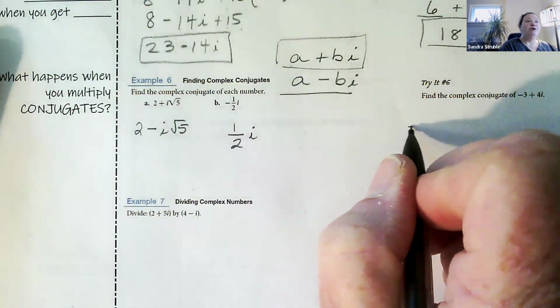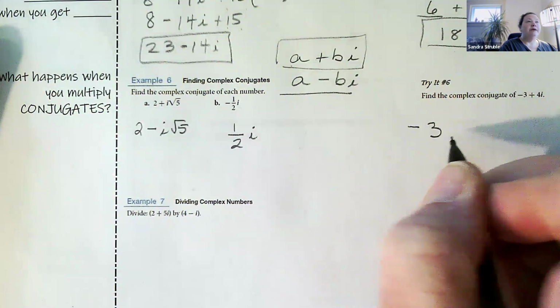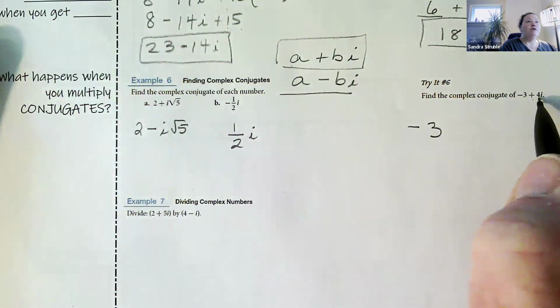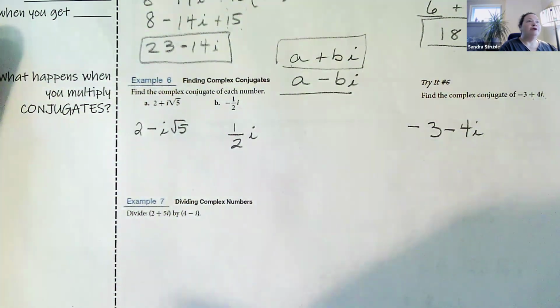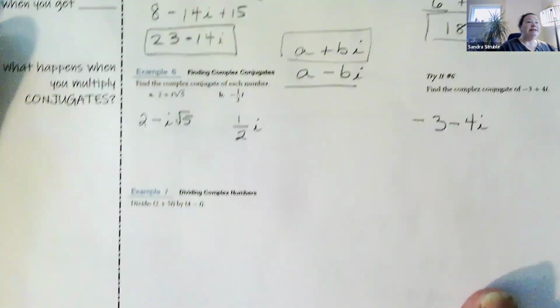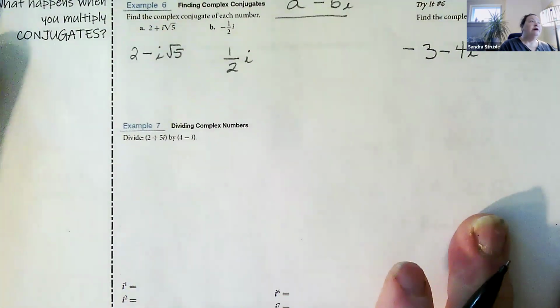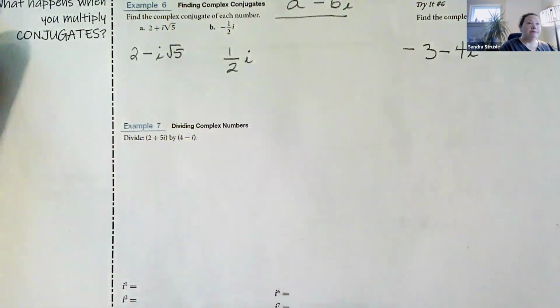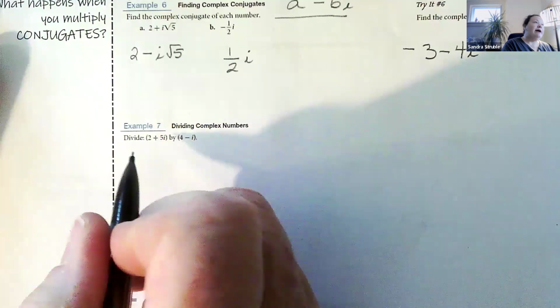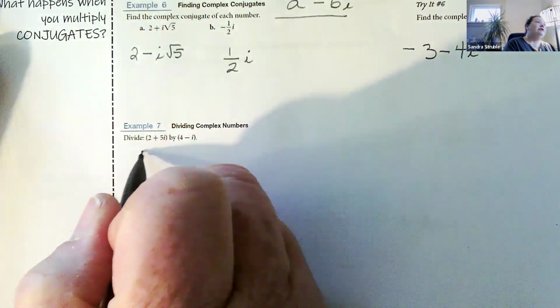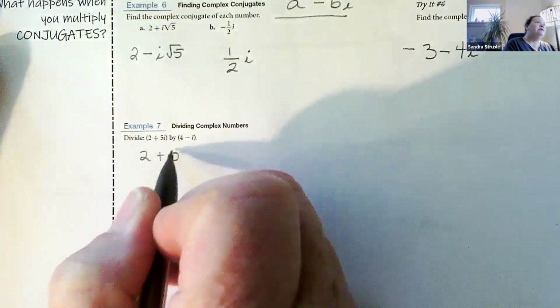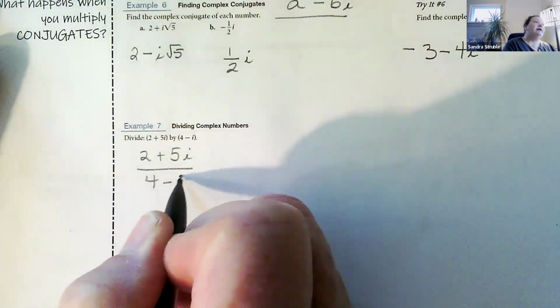Okay, the real number portion stays -3. The positive for the 4i becomes -4i. And there's our complex conjugate. You're going to need to know how to find the complex conjugate in order to divide complex numbers. So when they're asking us to divide 2 plus 5i by 4 minus i, that looks like this: 2 plus 5i divided by 4 minus i.